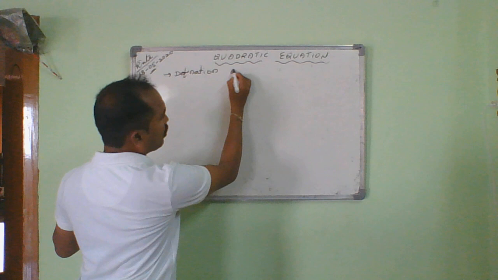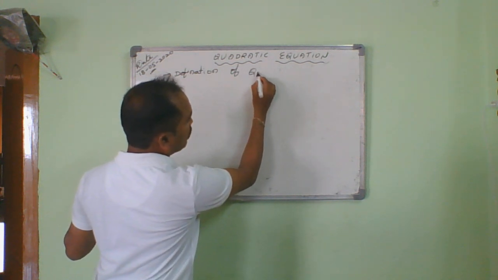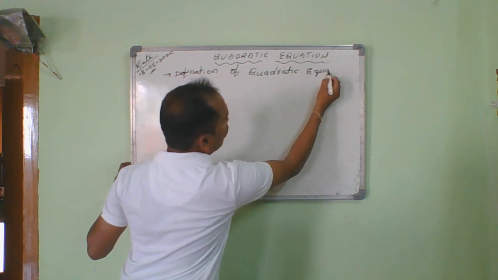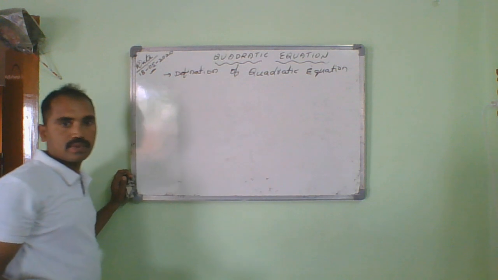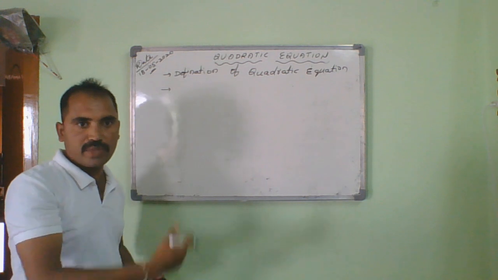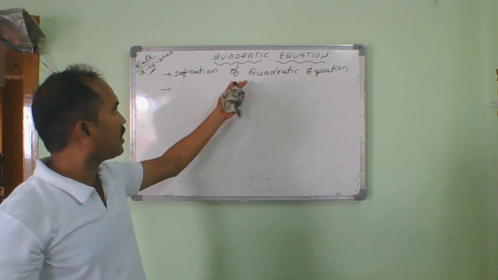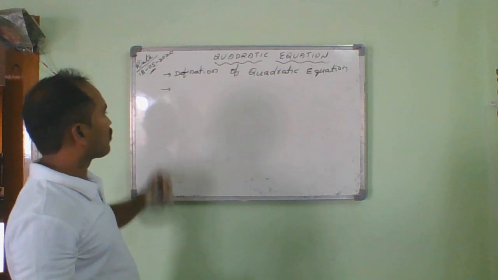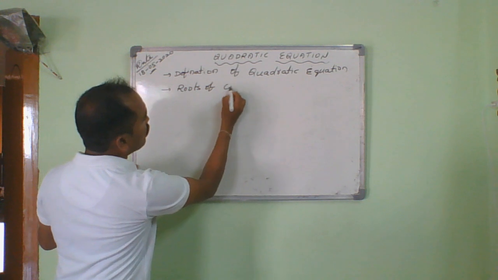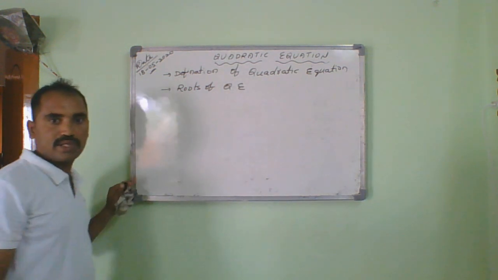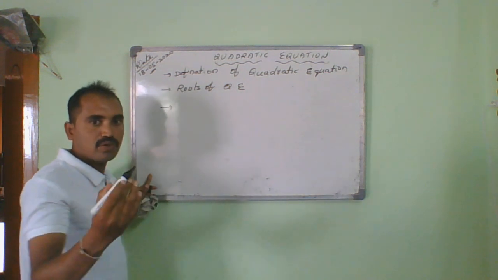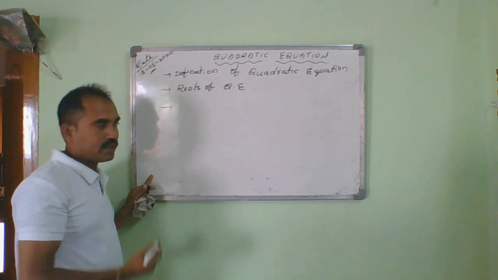First one is the definition of quadratic equation. All the definitions and the total information about the quadratic equation will be discussed in this form. Next one is the roots of quadratic equation. Next one is finding the roots. How to find out the roots? How many roots are there of a quadratic equation?